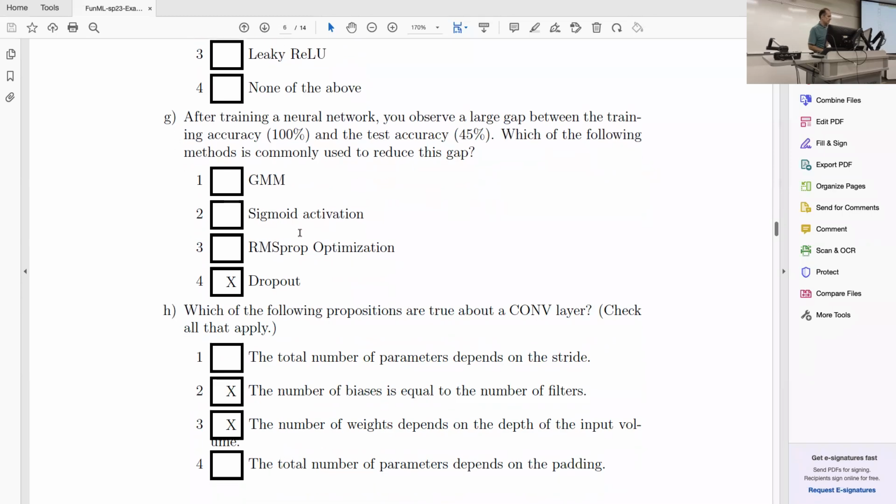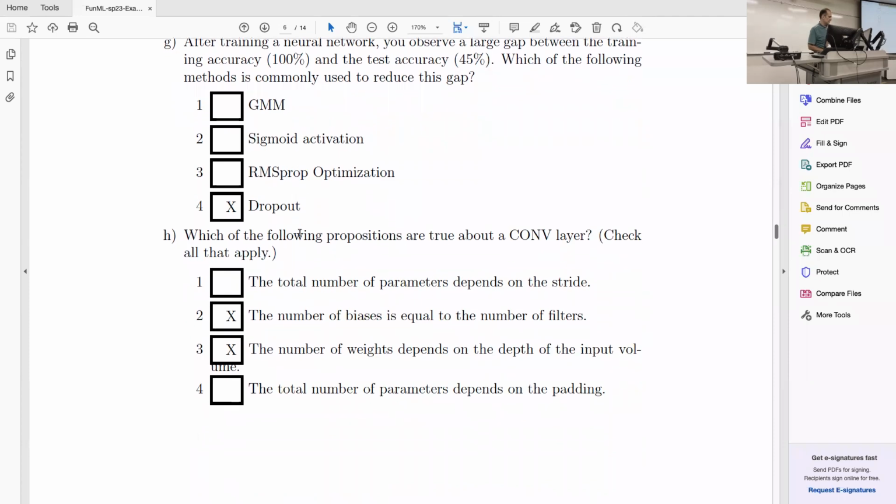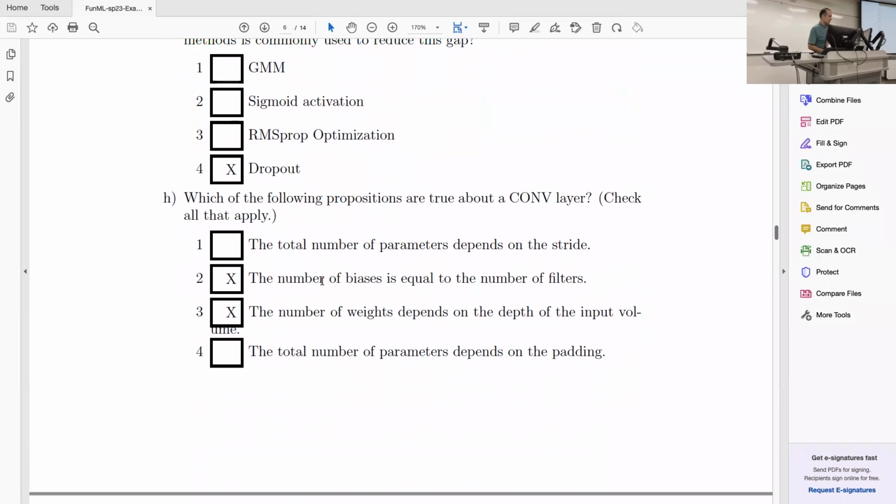Dropout. Yeah, I think almost everybody got this. This one here, I think very few students got this wrong. When you look at a convolutional layer, the number of biases equals the number of filters. That's true because you have just one bias for each one of them. The number of weights depends on the depth of the input volume, right?